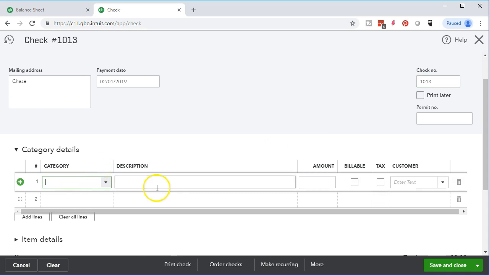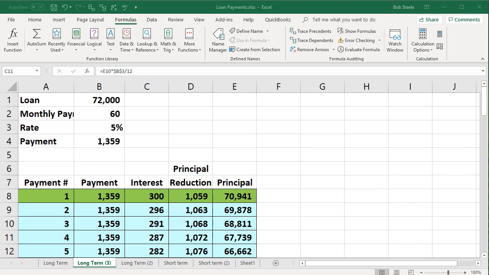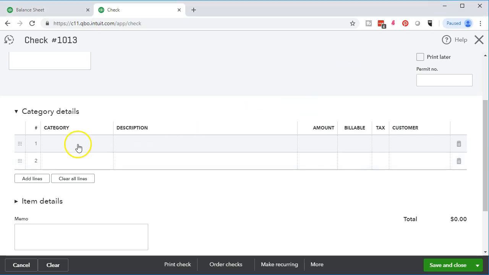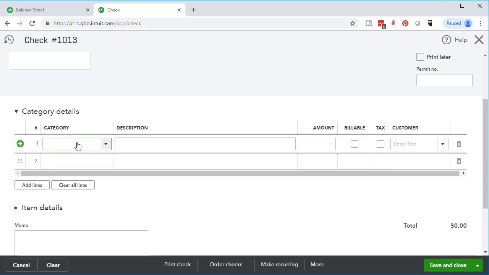Now here's where the difference is. We know what the payment amount is. We got the payment of the $1,359. However, there's 2 things that make it up, interest and principal. So we're going to have to enter those 2 items now. The major portion of it, or the main part of it, will be the loan payable. Loan payable meaning the principal balance going down.